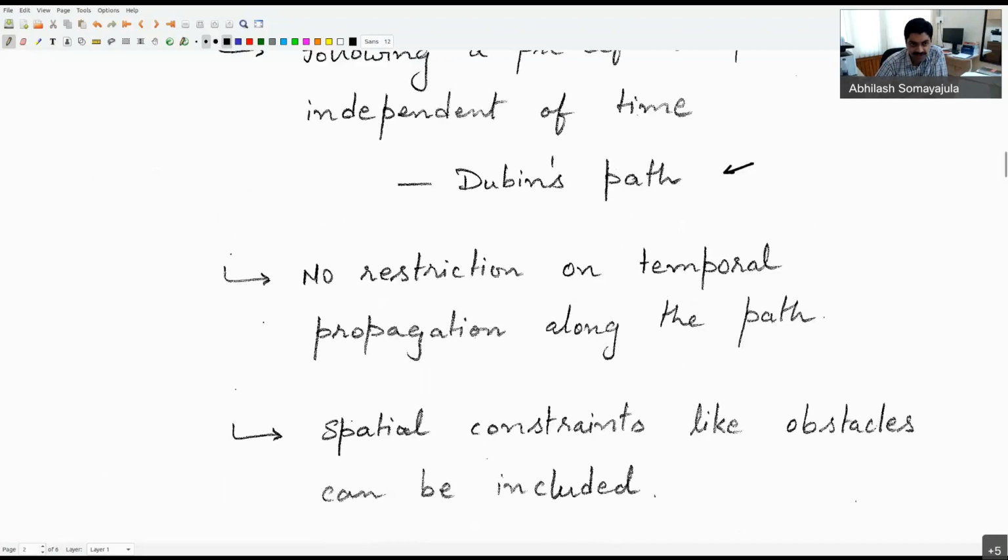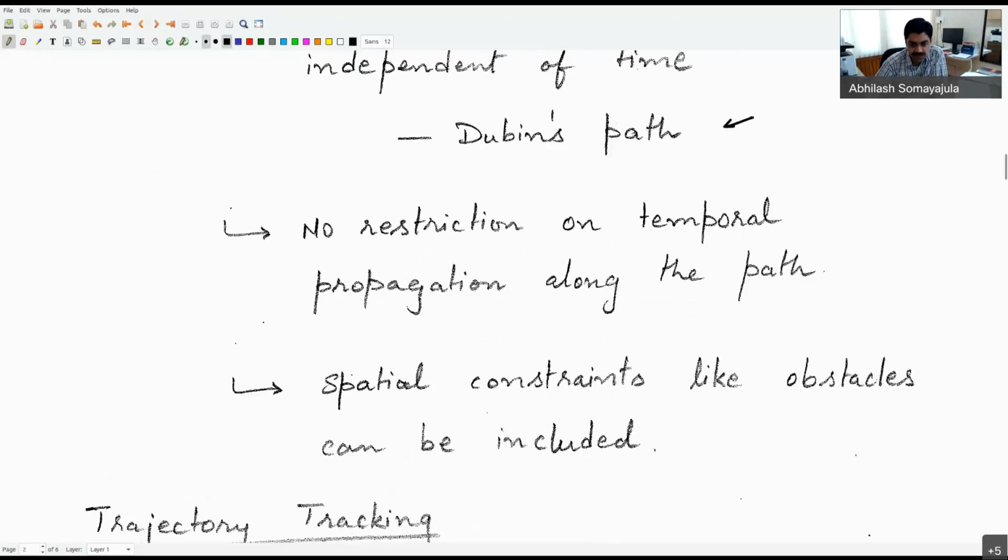Okay, note that whenever we do path following, spatial constraints like obstacles can be included in the path. So I may say that, yes, I'm trying to follow a path, but it should be free of obstacles. That is definitely a constraint which must be accounted for in a path following algorithm, but the time dependence is not accounted for. Whereas when we talk about trajectory tracking, the time dependence must also be accounted for.